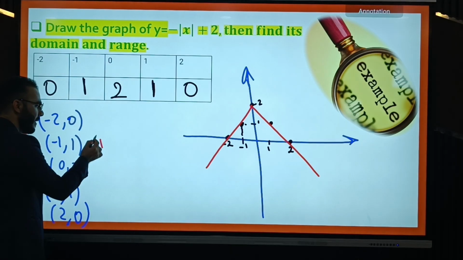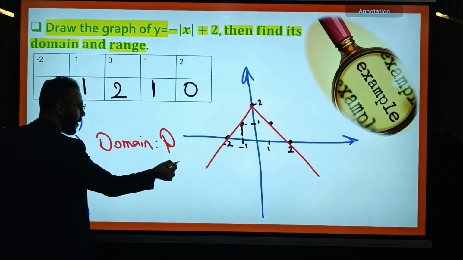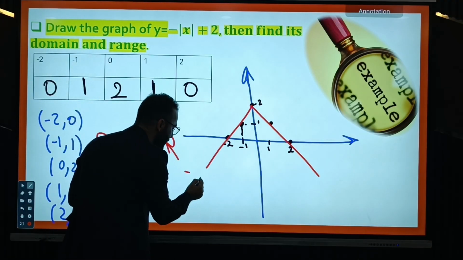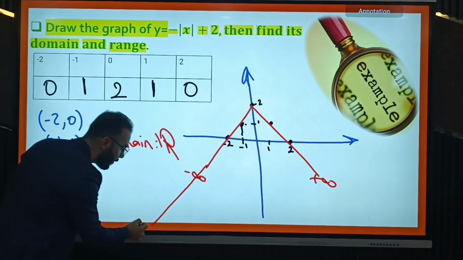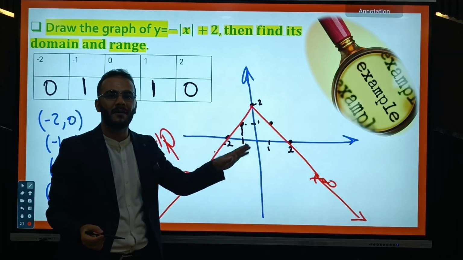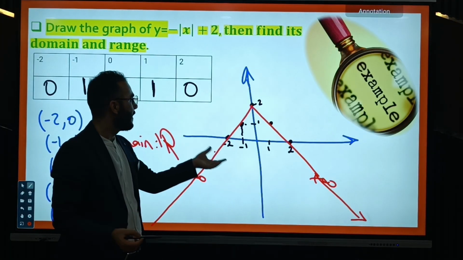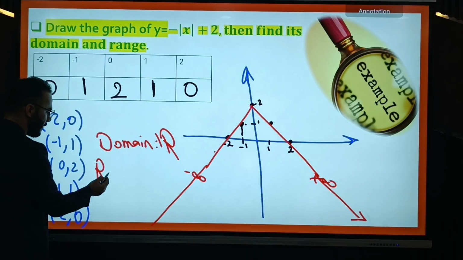So right now, the domain, without thinking about it, is always R, from negative infinity to positive infinity. It can continue, and from the other side as well. So on the x-axis, we can have all the values of real numbers. That's why the domain is all the real numbers. How about the range?